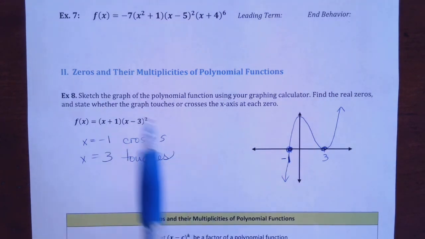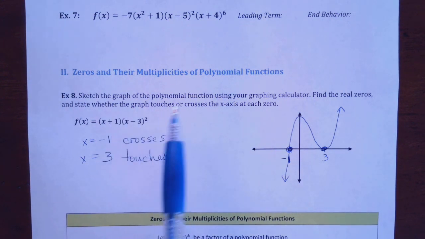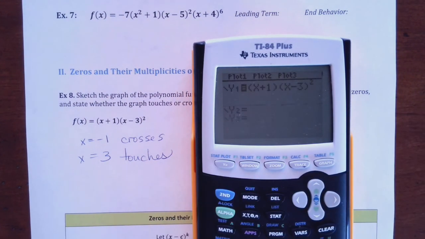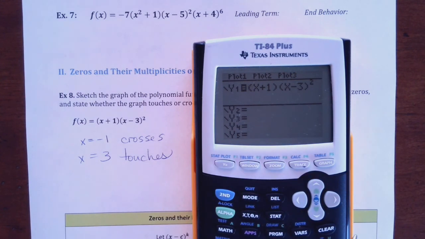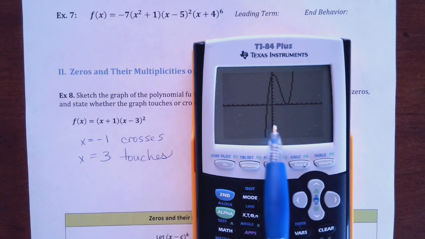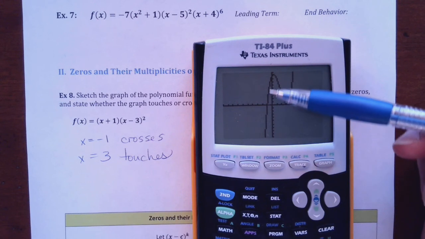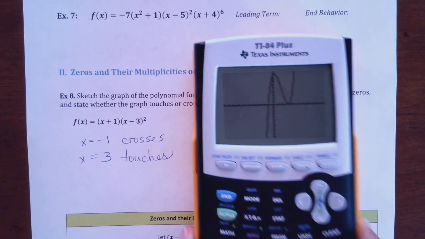So basically, we're going to talk about multiplicities now. Example 8 has you sketch the graph of this polynomial on your graphing calculator. So that's kind of what I did. I'd already done this ahead of time. I plugged this equation into my calculator, if you want to do that, and then I hit graph to get what the graph looked like. I knew I was going to have a zero at -1 and at +3, and that's exactly what it shows. Except at -1, the graph goes through, it crosses the x-axis there, but at 3, notice it just touches and turns around and goes back up.